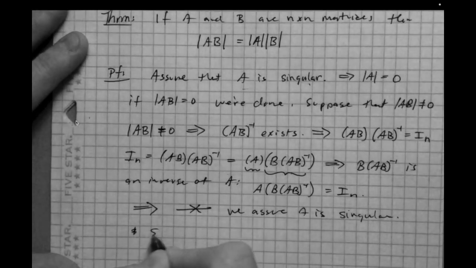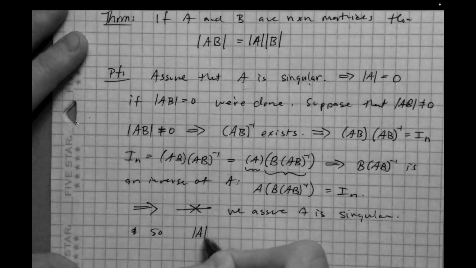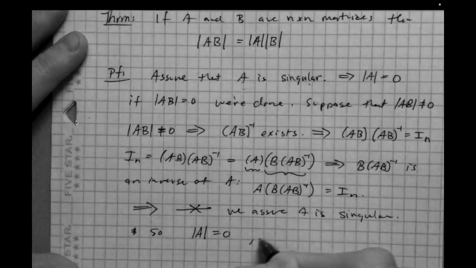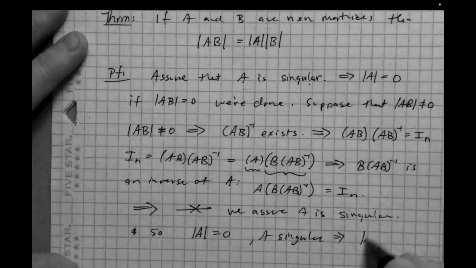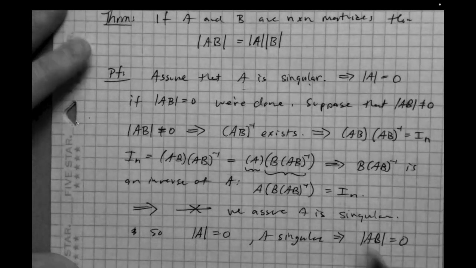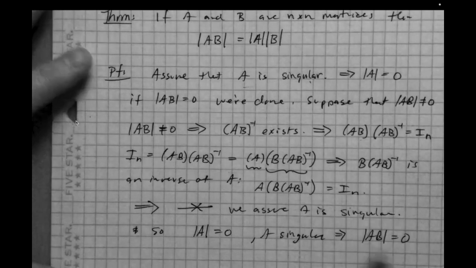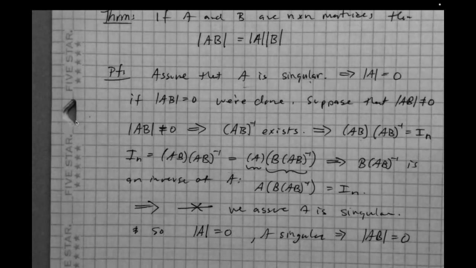Okay, so what have we shown? A has determinant 0, A singular, implies AB equals 0, and B doesn't matter in this scenario. Okay, so that's the first big case we want to look at.